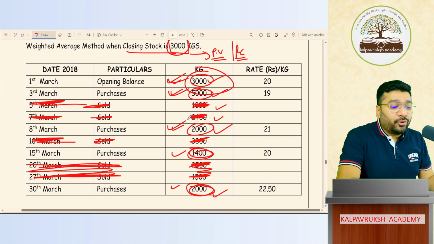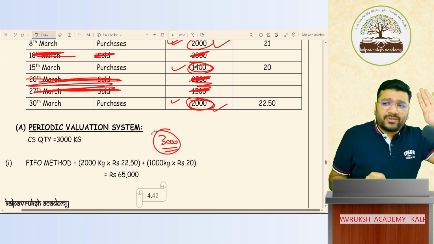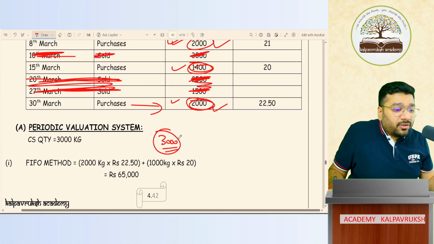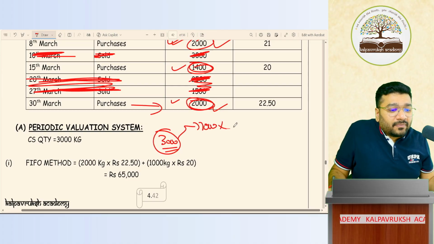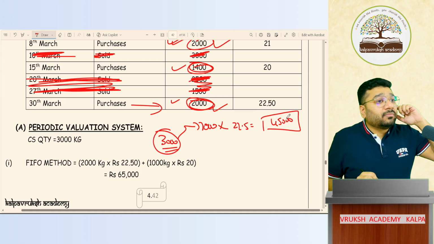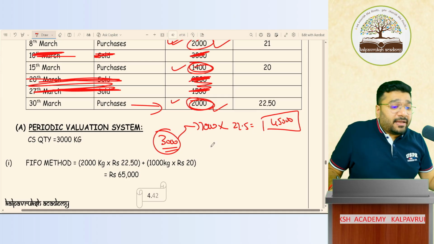So how do I take the value? Altogether there are 3000 kg. Which was the last purchase bill? 2000 kg. What is the rate for this? 22.5. How much is it? 45,000. There are still goods left. How much is there?